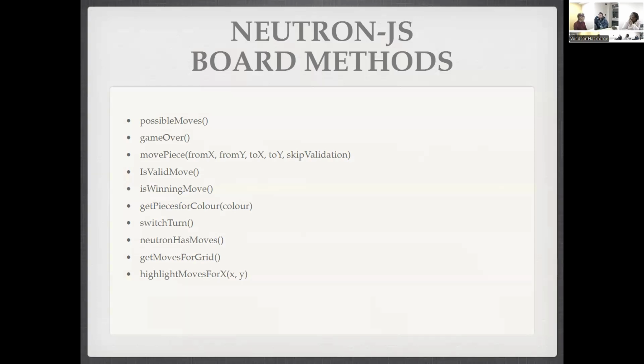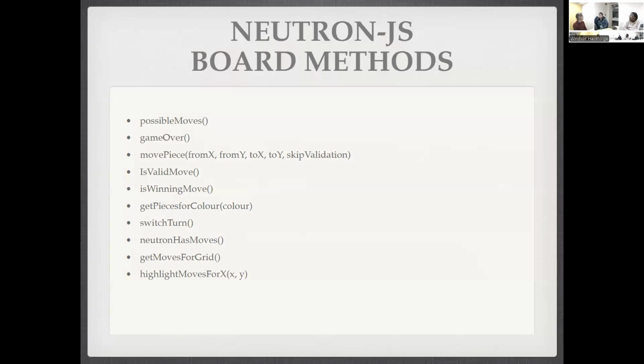We need to get all the possible moves for a given grid. And that last one, highlight moves for X, is a method that highlights all the possible moves. It basically returns an array of all the possible moves on the board, but it's used in two ways. It's used on the front end to do that highlighting that you saw when you tap a piece. That yellow highlight is the result of highlight moves for X, but it's also used by the AI to understand what the possible moves for a piece are.